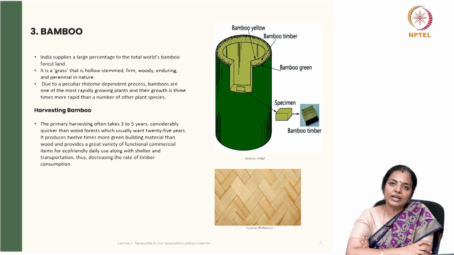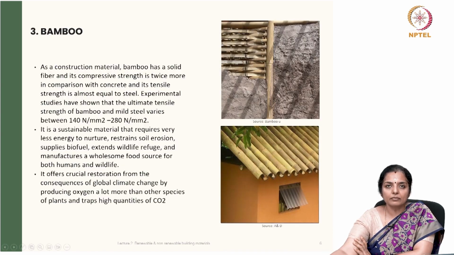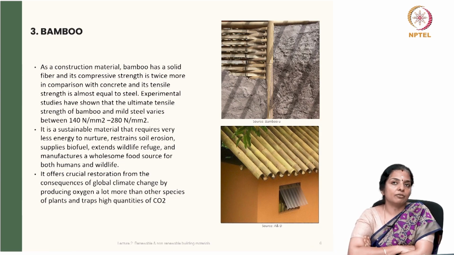Whereas timber takes 25 years to harvest, bamboo takes a maximum of 5 years to harvest. From that dimension, bamboo is an even more low carbon material and it is a renewable material too. As a construction material, bamboo has a very solid fiber and its compressive strength is twice more in comparison to concrete. Its tensile strength is almost equivalent to that of steel. No wonder we find a lot of bamboo reinforced slabs in certain parts of our country.